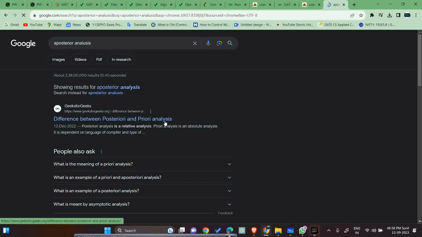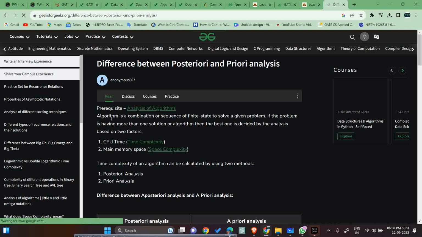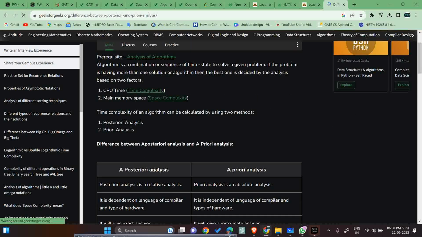This is posterior and priori analysis. So let's see what this is saying here. What is the problem? Analysis of an algorithm is a combination of a sequence of finite steps. It depends on two factors: CPU time and main memory space.